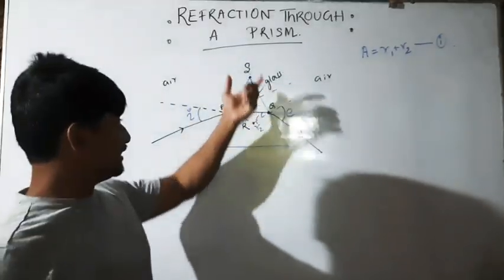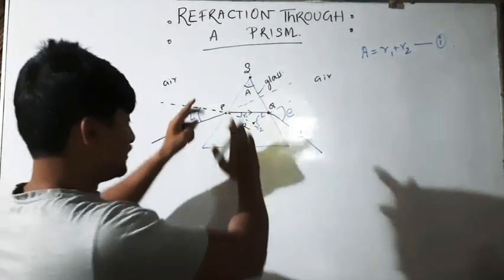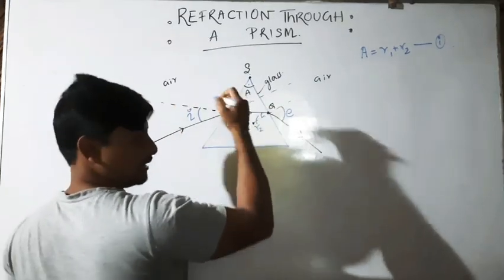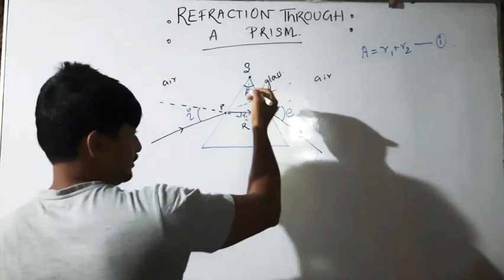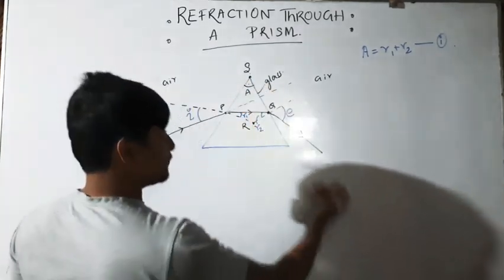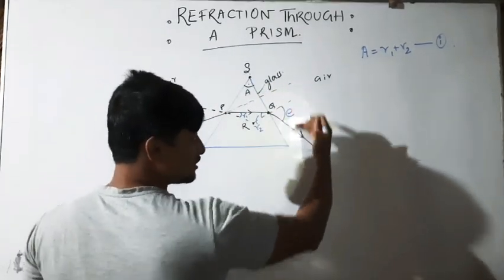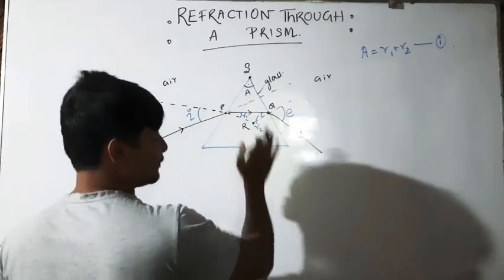Okay, we have placed a prism here. So here, what has happened? It got deviated from its path. It was traveling in this way, now it is traveling downward towards the base of the prism.